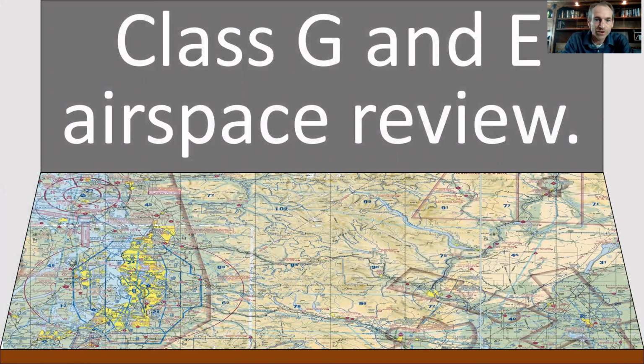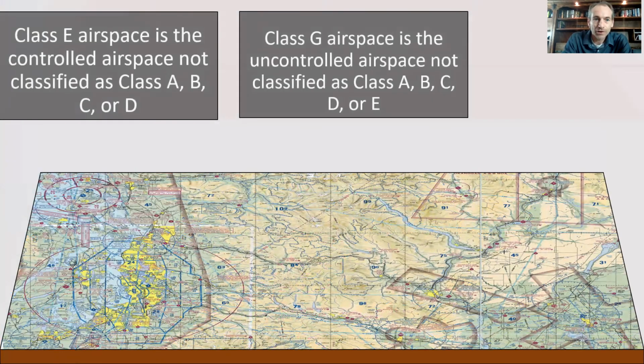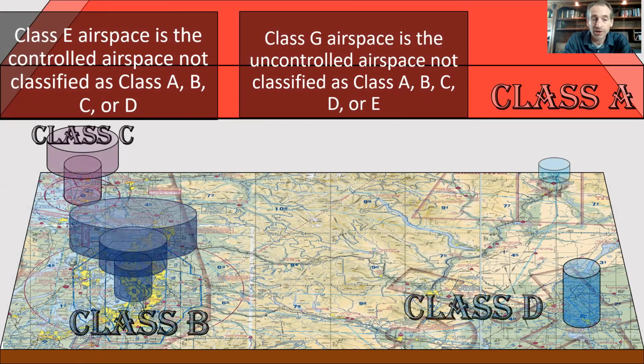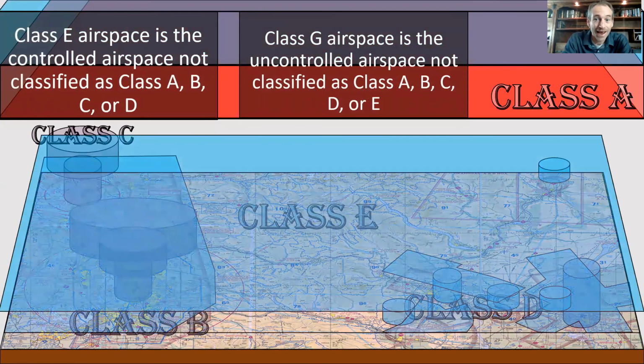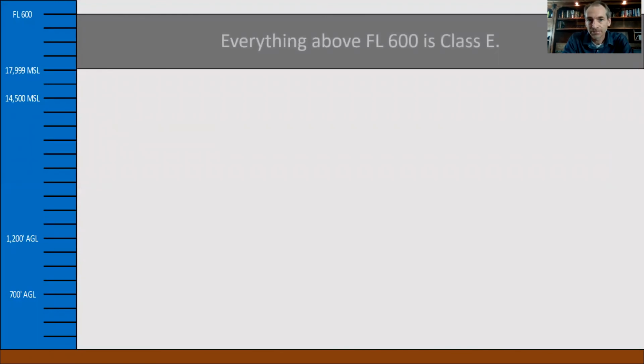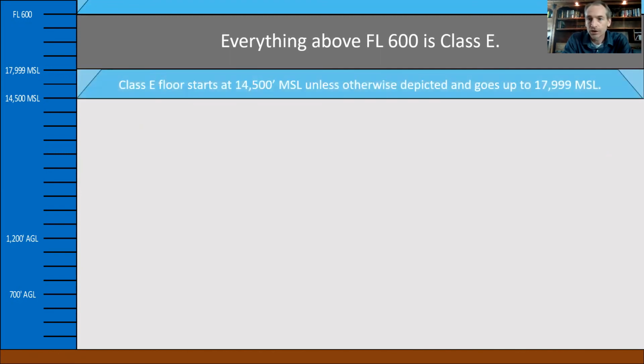Let's review the Class G and E airspace. Make sure we understand everything. Class E airspace is the controlled airspace not classified as Class A, B, C, or D. And Class G airspace is the uncontrolled airspace not classified as A, B, C, D, or E. So it's pretty much everything else. Everything above flight level 600 is Class E. Your Class E floor starts at 14,500 MSL unless otherwise depicted, and it goes up to 17,999 MSL.